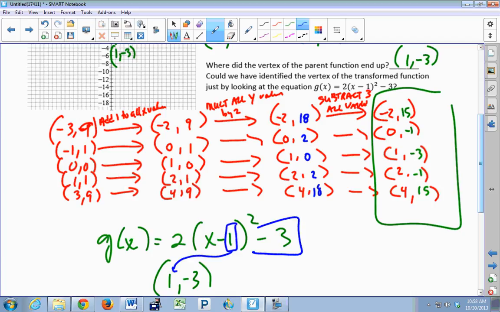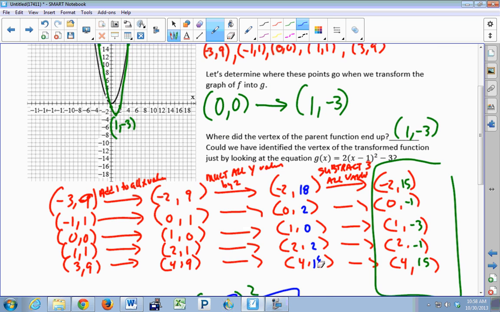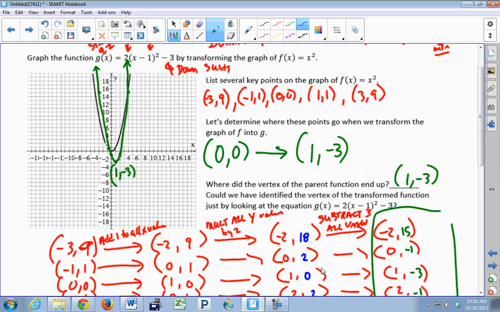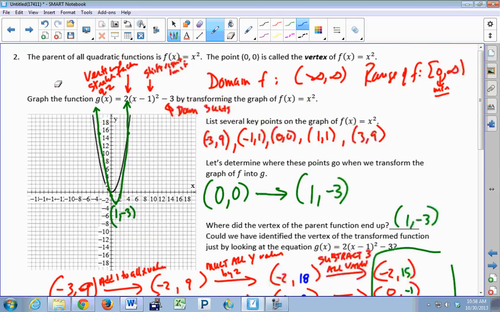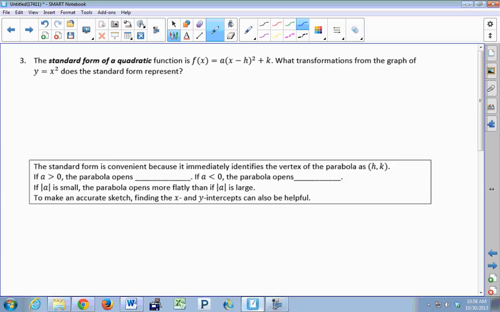And here's your -3. So in general, we can write a new form of a quadratic. As we've said earlier, we're used to seeing the quadratic in the ax squared plus bx plus c form. Now we have a new form. Your book calls it the standard form of a quadratic function.